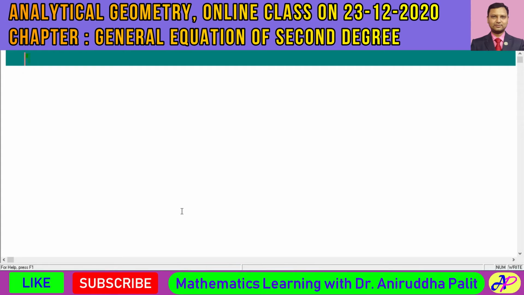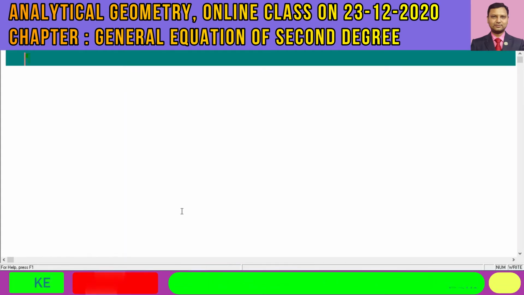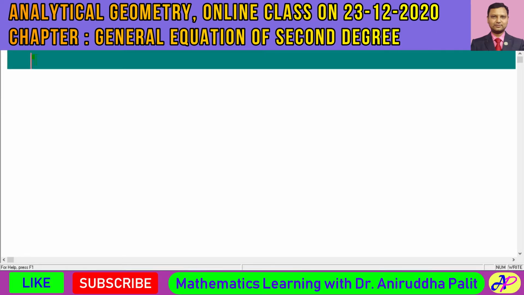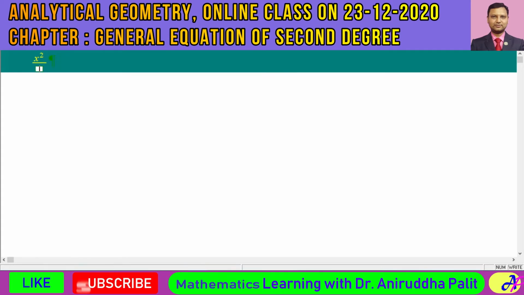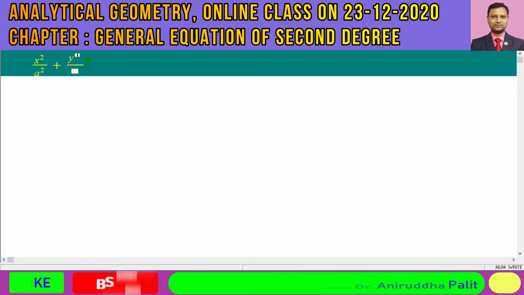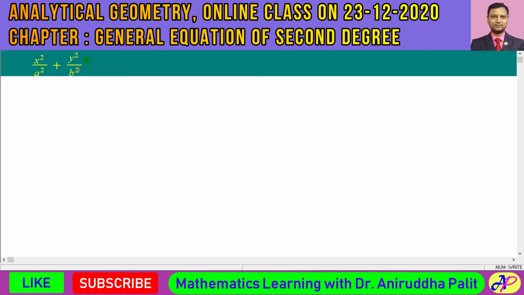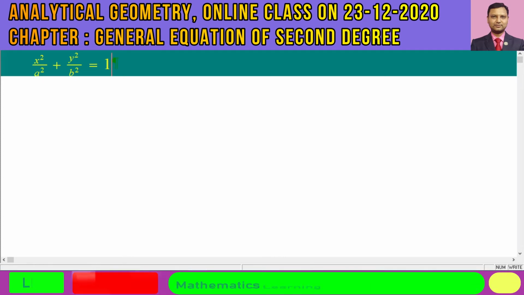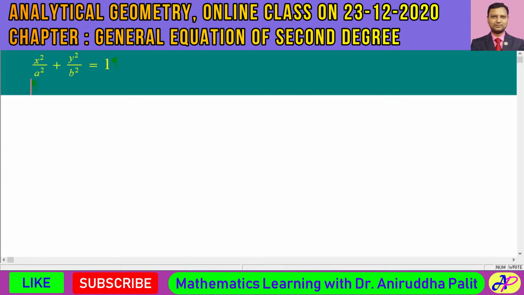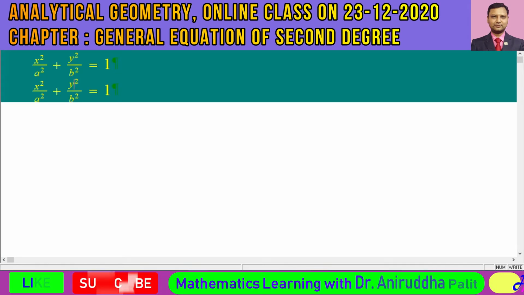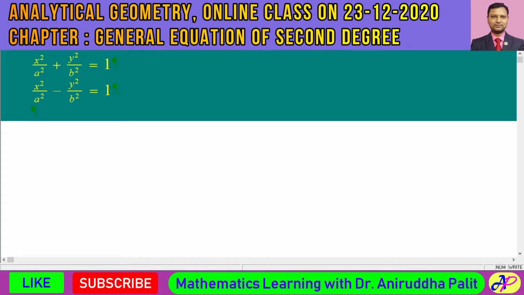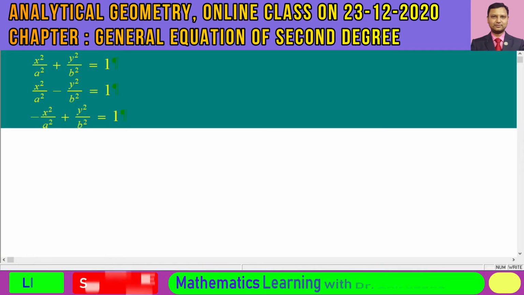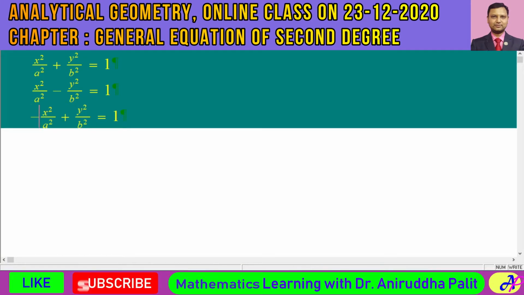Let us start with the central conic. Central conic means it may be an ellipse or a hyperbola. In the case of an ellipse, the equation is x square by a square plus y square divided by b square is equal to 1. And in the case of a hyperbola, the equation becomes x square by a square minus y square by b square, or it may also be written as minus x square by a square plus y square by b square is equal to 1.